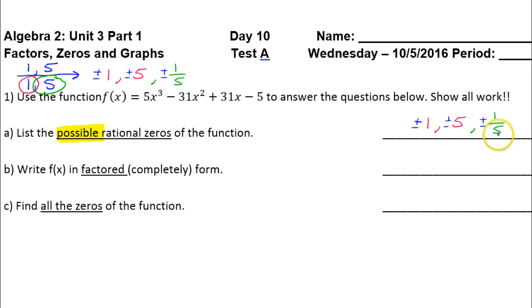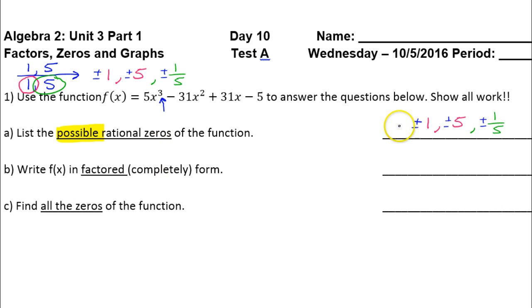Notice these are not the actual zeros of the function. There are 6 of these, including the pluses and minuses. But we know there are only 3 actual zeros because of the degree. So it's a matter of which of these 6 are the actual zeros, and will there be any imaginary zeros, which wouldn't be on this list. Okay, now let's go for a factored form.